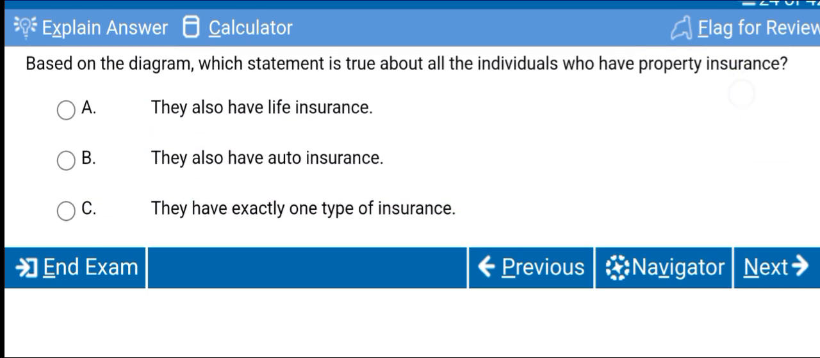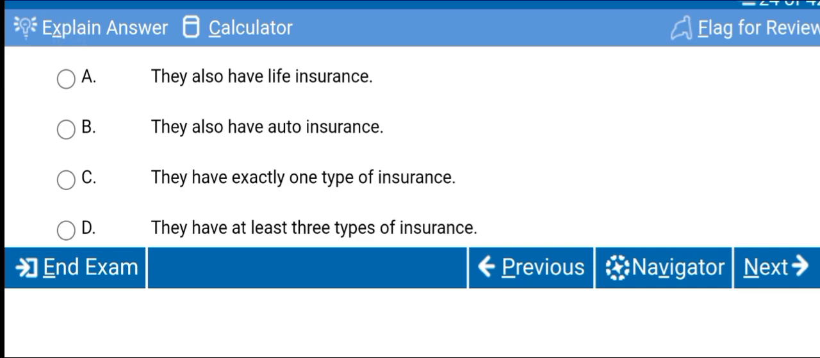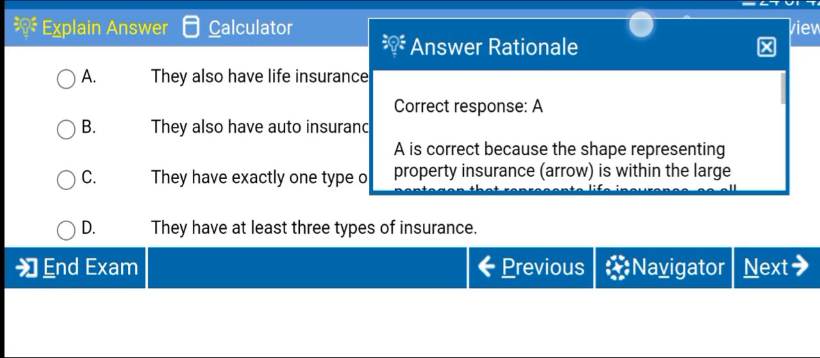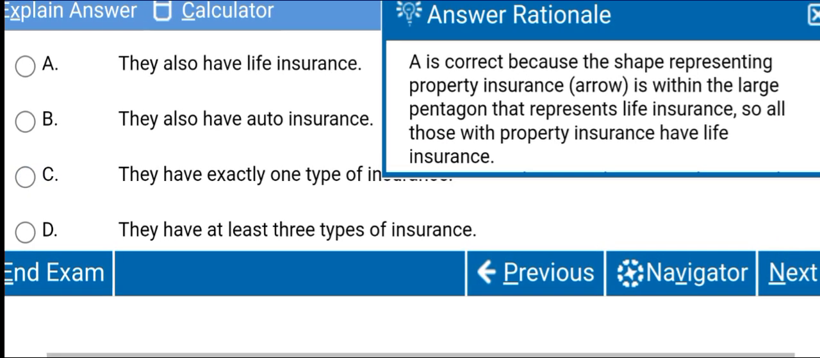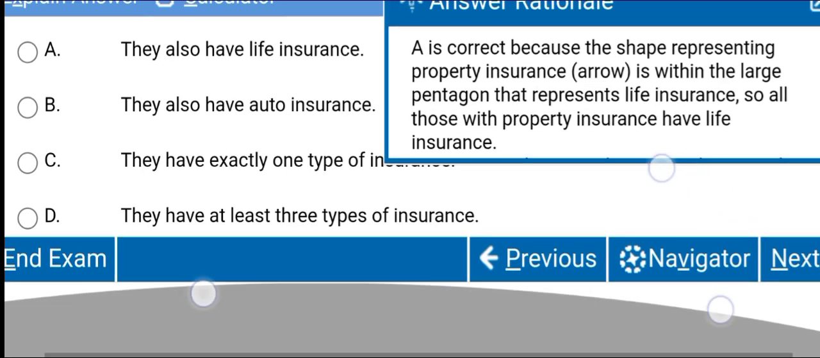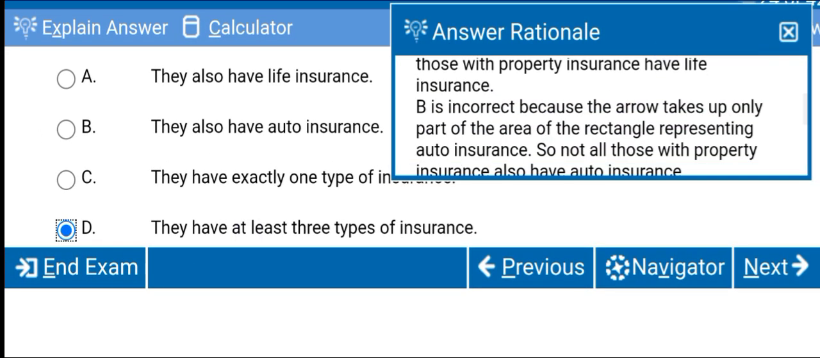Let's see which one is the correct option. The correct response is option A. It is correct because the shape representing property insurance, that is the arrow, is within the large pentagon that represents life insurance. So all those with property insurance have life insurance. That's why we can say that option A is the correct option.